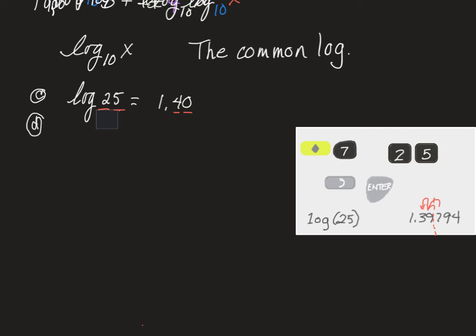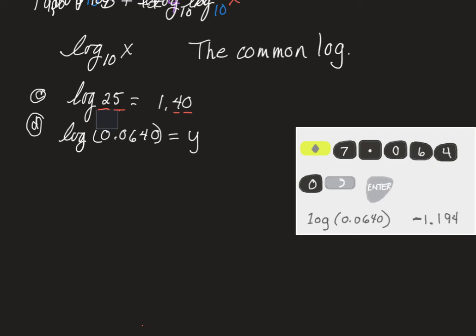Let's do one more. Let's find the common log of 0.0640. And what does that equal? You might see that question posed in this way, that it is equal to some number y, and you are asked to find y. So you have to evaluate the common log of this number. So diamond enter, log, 0.0640 will get you there.